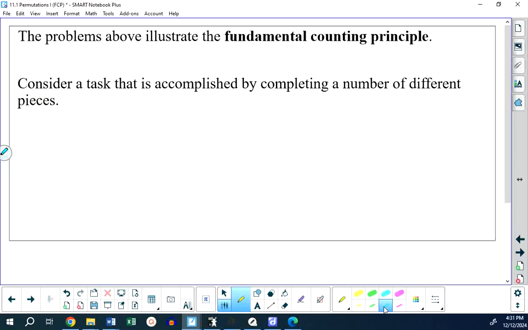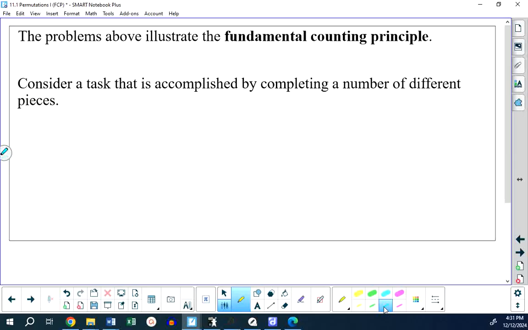When you go up to that ice cream stand, your task is to get an ice cream treat. But it consists of pieces. You have to choose 3 things. You have 3 decisions to make. 1, what type of cone do you want? 2, what type of ice cream do you want? And 3, what type of sprinkle do you want?